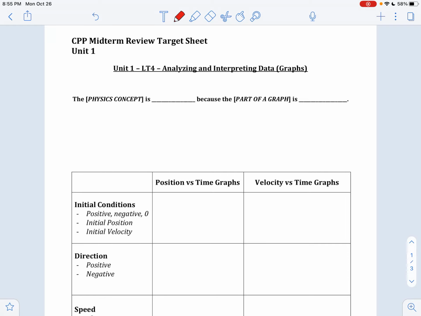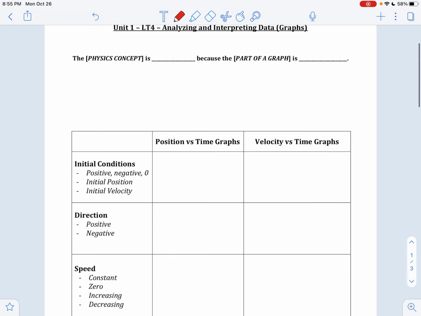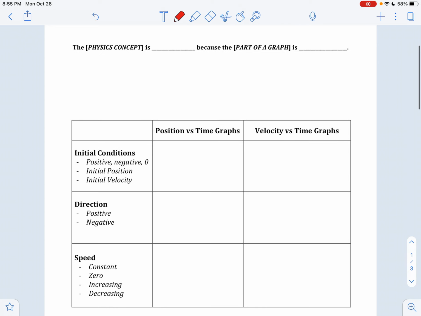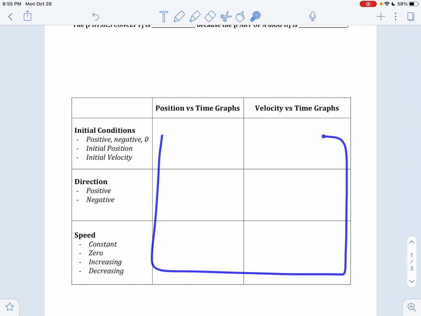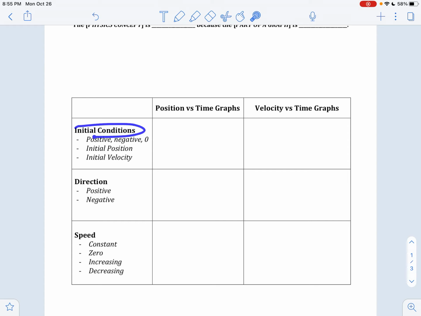So here's the midterm review target sheet. What we have here in this box is we're going to look at our position versus time graphs and our velocity versus time graphs. Each of these things in the empty box, we're going to put our part of the graph that tells us that thing. So the first thing to look at is the initial conditions.